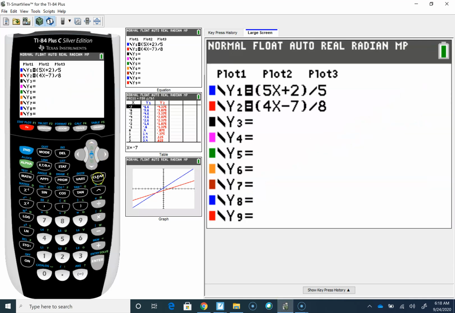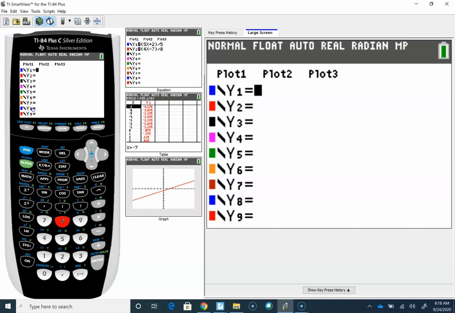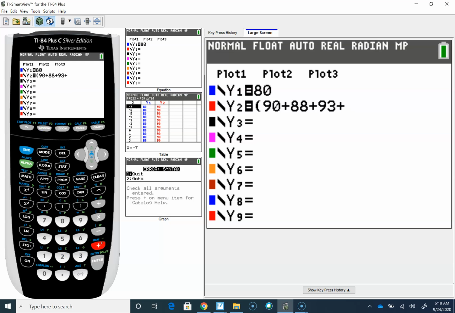Let's go into the y equals, clear that out. First one I'm going to put in is 80. And then I'm going to put parentheses. Be careful you put parentheses 90, 88, 93, 85, and x divided by 5. And then 90.